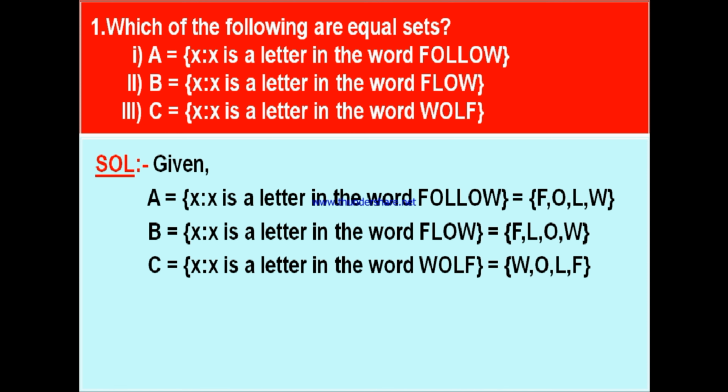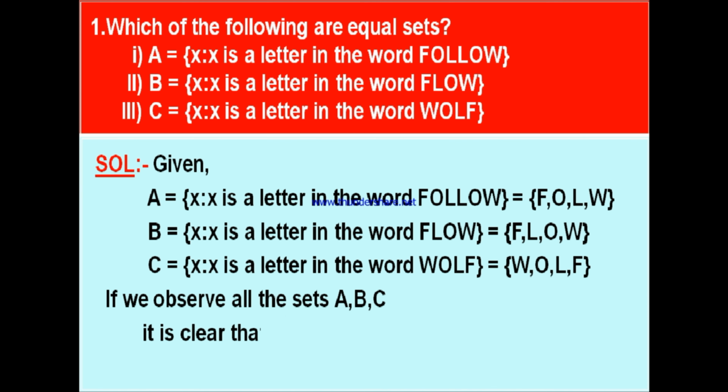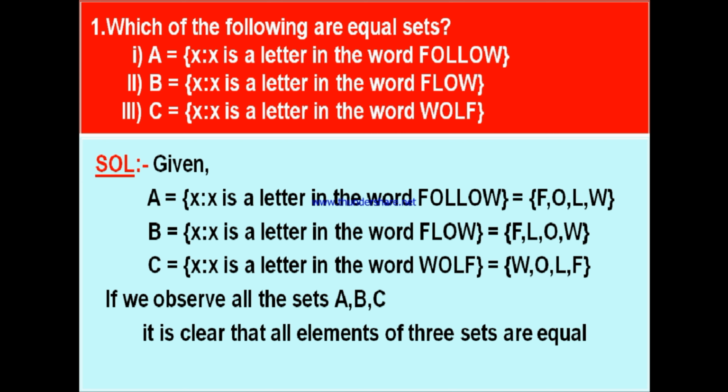Therefore, if you observe all these three sets, you can find the same letters or same elements in all the three sets. Since the elements are the same, if we observe all the three sets A, B, C, then it is clear that all the elements of the three sets are equal. Since all the three sets have the same elements, therefore A, B, C are equal sets.